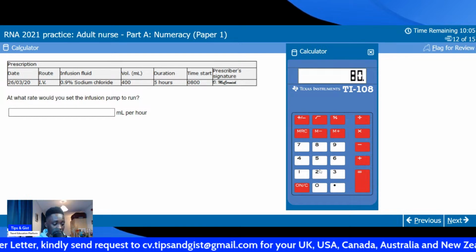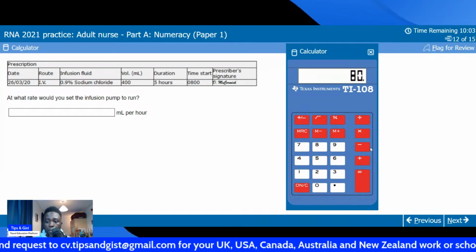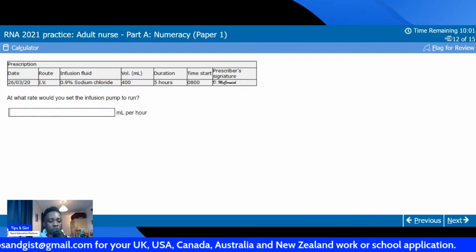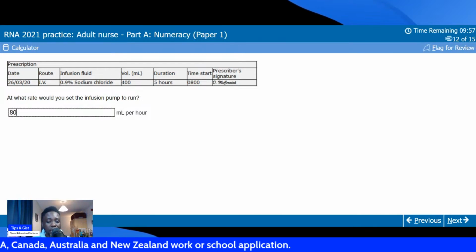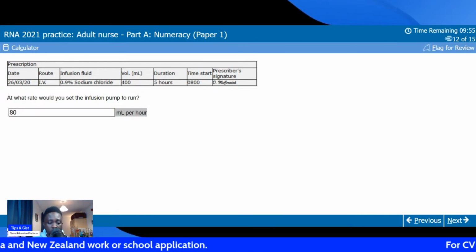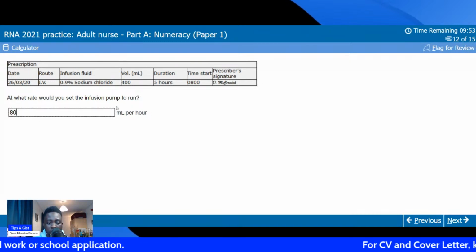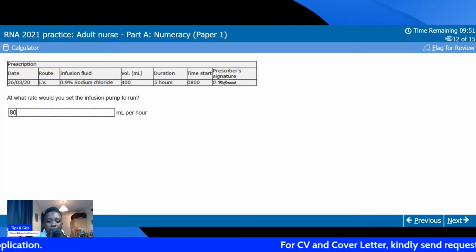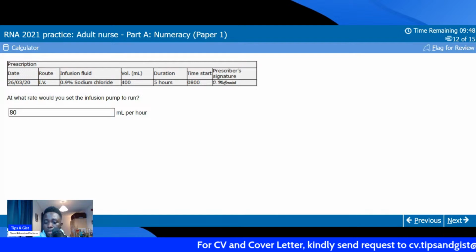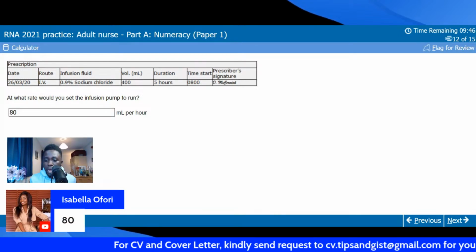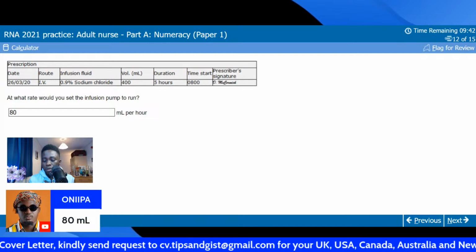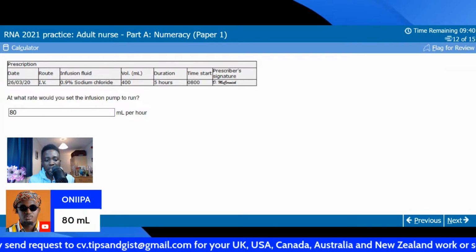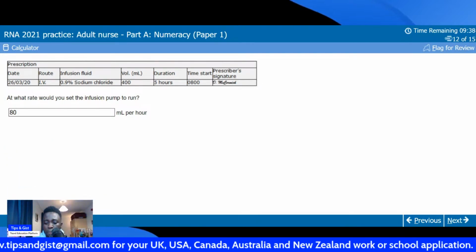So each hour, thank you very much to all those commenting, you are supposed to run 80. Now you don't have to write the mils because they've already written the unit over there. So you just type 80, don't add anything. All right, Isabella got it right. Onipa, you got it wrong because you saw that there is a mil over there and you still added your mils.